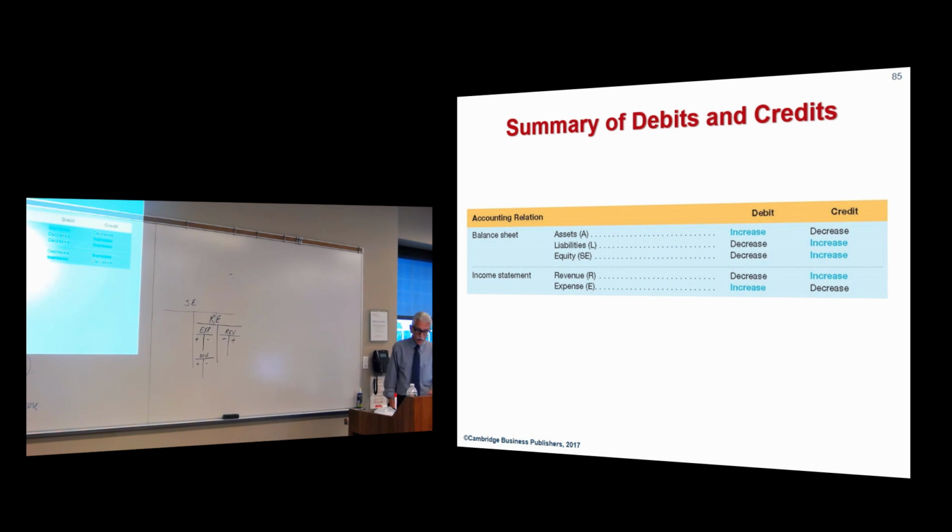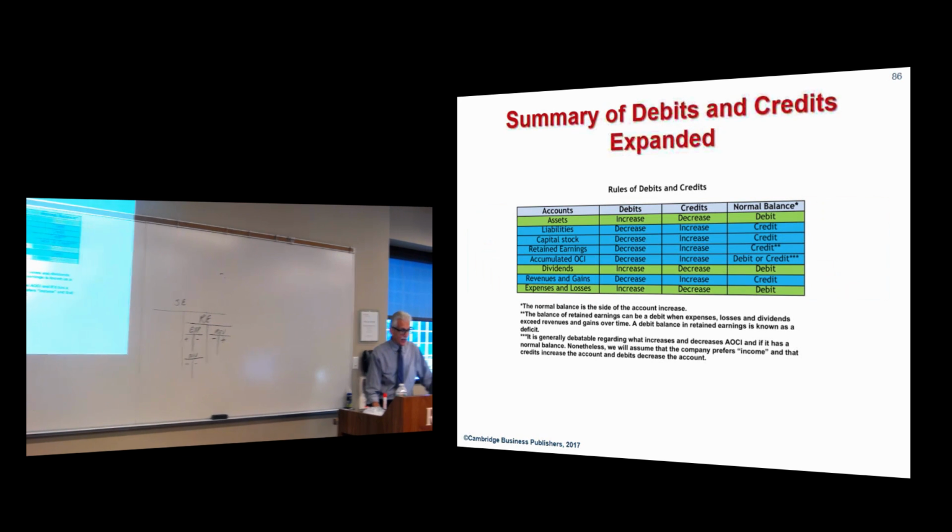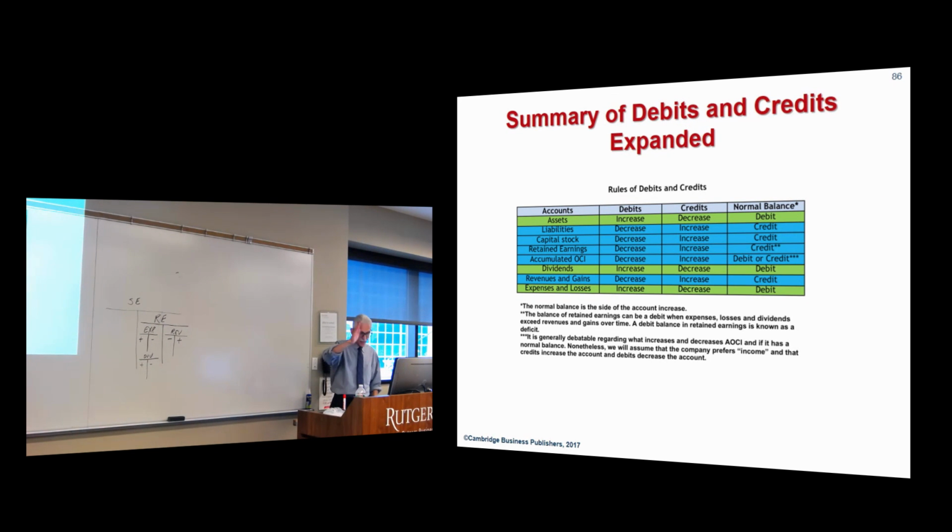Again, devices to help you memorize. The next one I got here is really everything. The other comprehensive income, I'm not sure what its normal balance is. So you can just go ahead and think of other comprehensive income like retained earnings, increased by a credit, decreased by a debit.